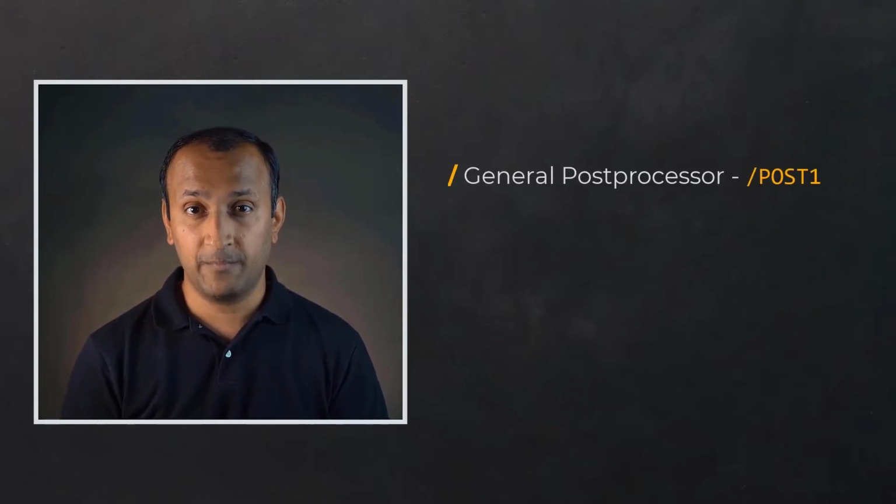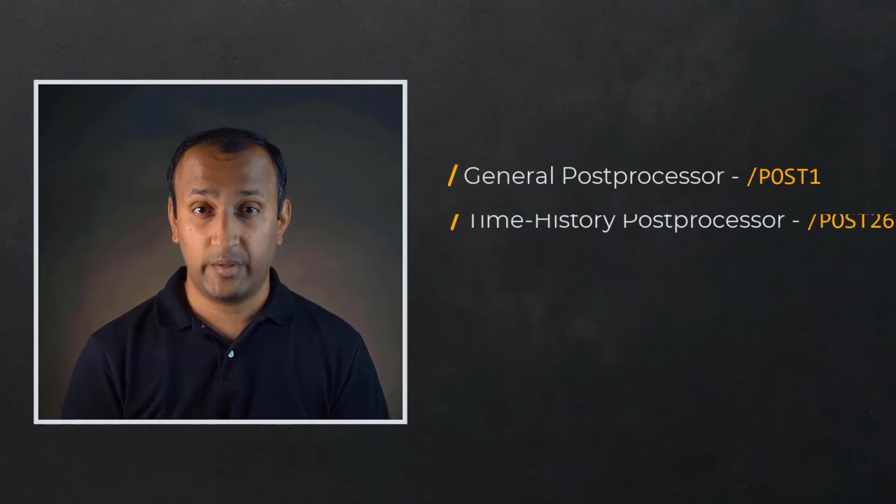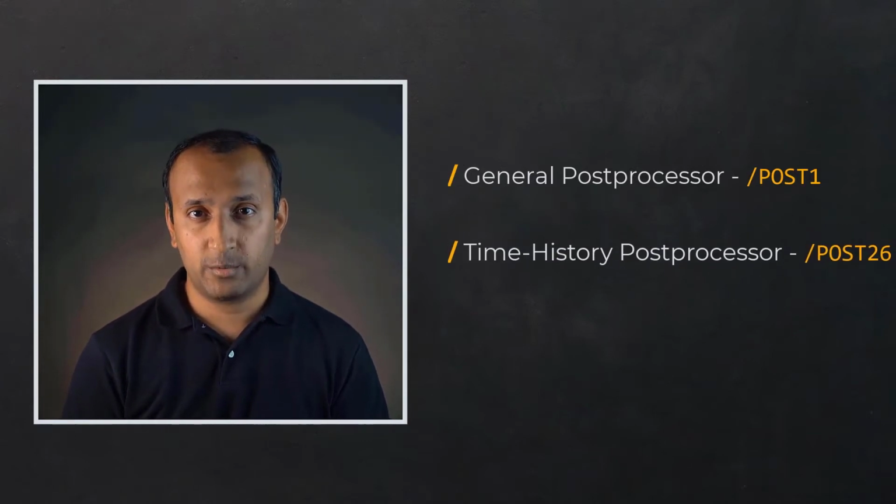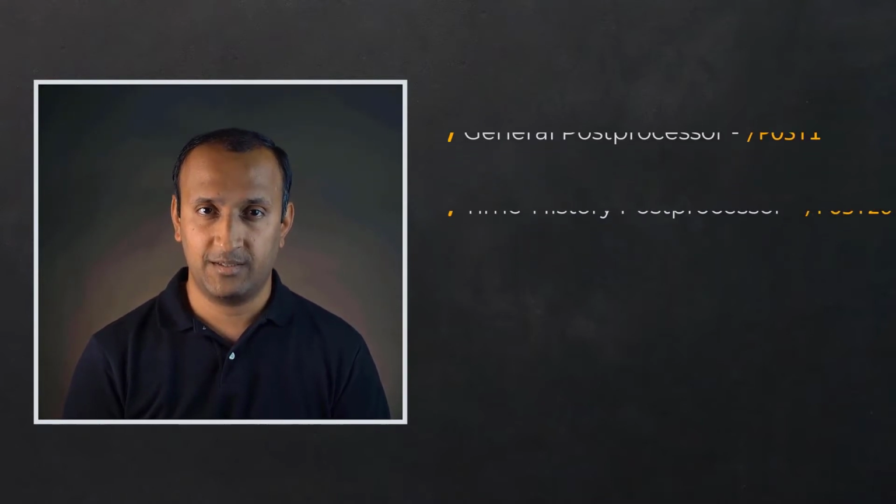In MAPDL, two post-processors are available for reviewing the results. POST1, which is a general postprocessor that's used to review the entire model at one moment in time or at a frequency. And POST26, which is a time history postprocessor that's used to review output at specific locations through time or over a range of frequencies.